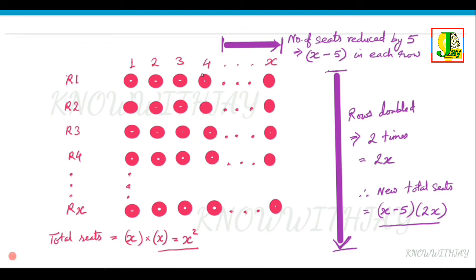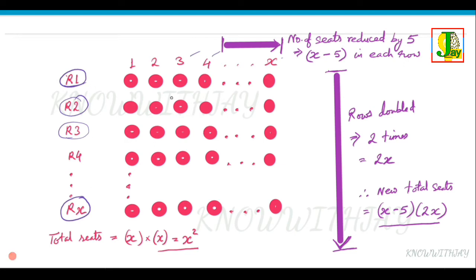So here, suppose this is row number 1, where we have x number of seats: 1, 2, 3, 4, and like that we have x number of seats. So there are x number of seats in each row. Row number 2 again has x number of seats, row number 3 also x number of seats. Like that, how many rows do we have? Since the number of rows and the number of seats in each row are equal, there should be x number of rows. So there are x number of rows.